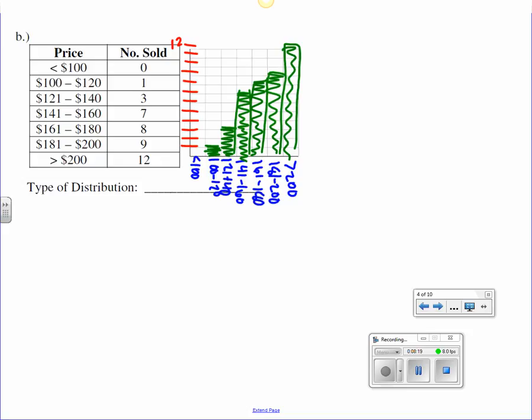All right, if you draw this one, does it have a tail? Yes, and the tail is pointing negative. So this one is called negatively skewed.